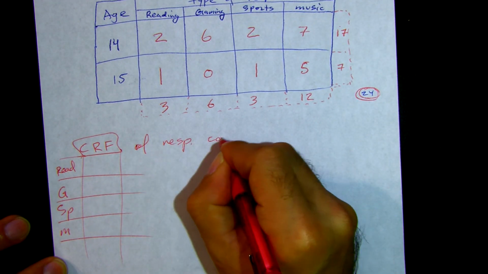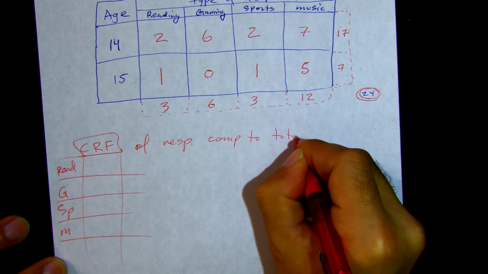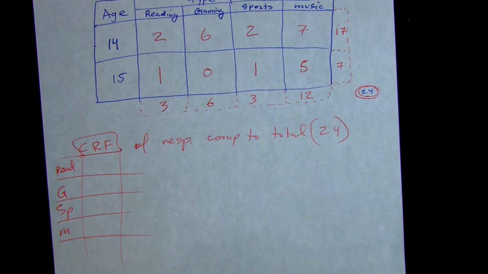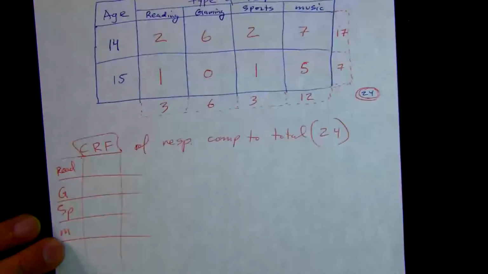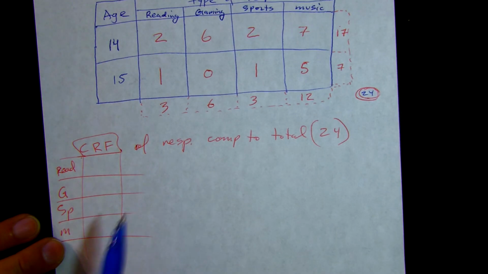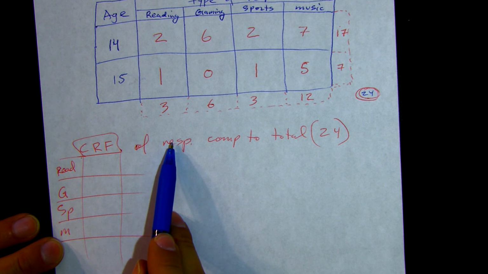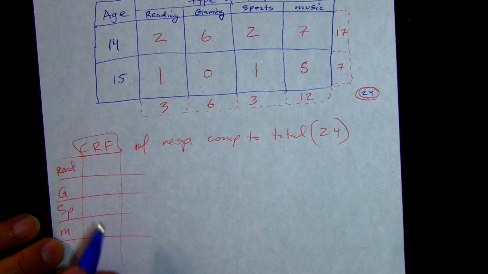Okay. So the CRF, we're going to compare these choices with the total number. So CRF of responses compared to total, which is 24. We're looking at the responses compared to the total. We're not looking at the age grouping yet. Okay. So let's see. I want you to go ahead and give me the first one here. What is the CRF of reading compared to the total? Notice I said just reading compared to the total. I didn't say 14-year-olds are like reading compared to the total.